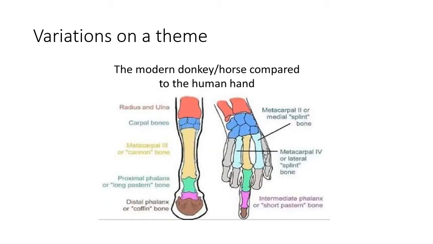If that all seemed a bit complicated, maybe this diagram will help. Note the identical bones in the donkey's lower limb and the human middle finger. Can you see that the donkey is walking on his middle finger? And of course the same applies to the horse.